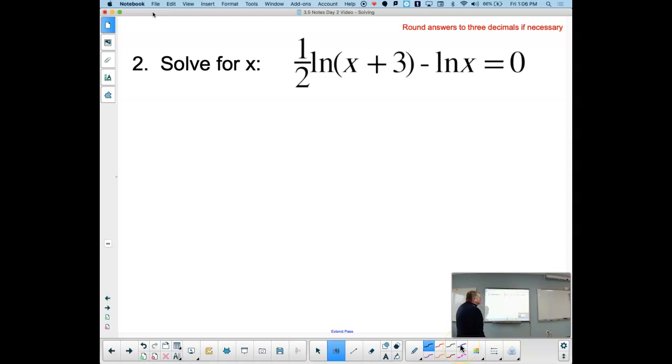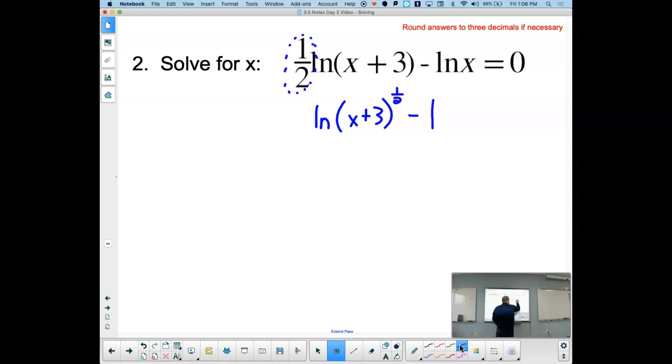This one says we need to round our answers to 3 decimals if necessary. So the first thing I'm going to do is condense these natural logs down into one particular log. I'm going to apply the power property in reverse to this one. So that's going to leave me with the natural log of the quantity x plus 3 to the 1/2 power, then minus the natural log of x, and that is going to equal 0.